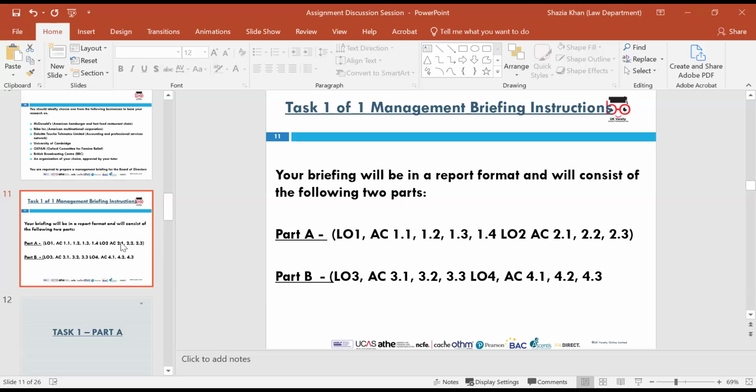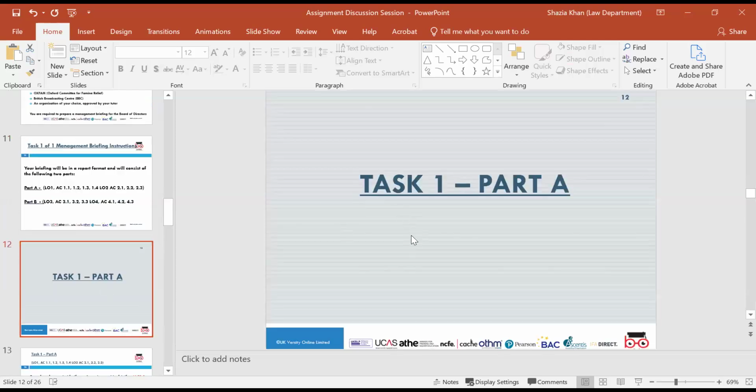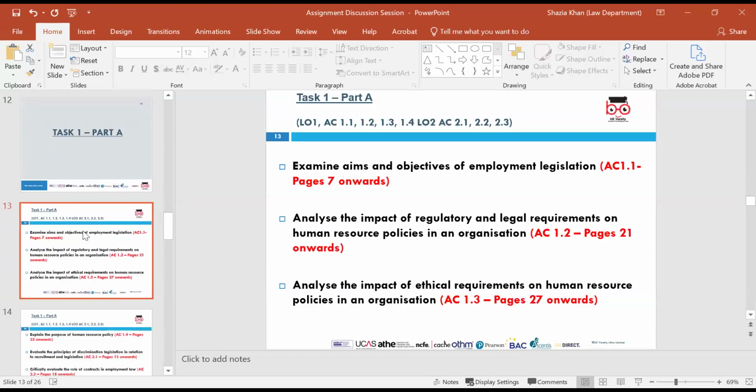So there are 2 parts to task 1, and you need to be differentiating between both parts, because part A will cover learning outcome 1 and 2, and part B will cover learning outcome 3 and 4. So let's go into task 1, part A. So task 1, part A, learning outcome 1, AC 1.1, 1.2, 1.3, 1.4, learning outcome 2, AC 2.1, 2.2 and 2.3.